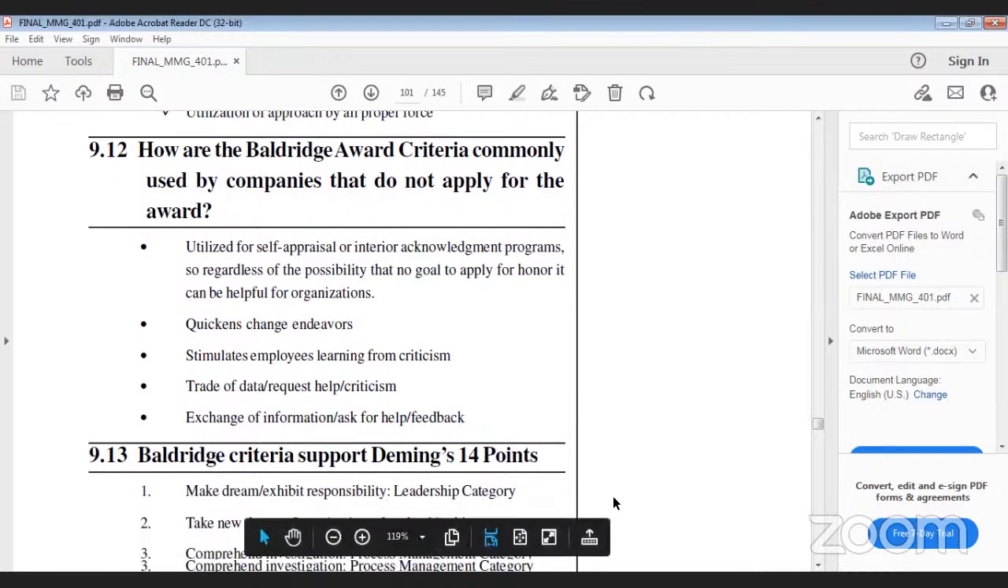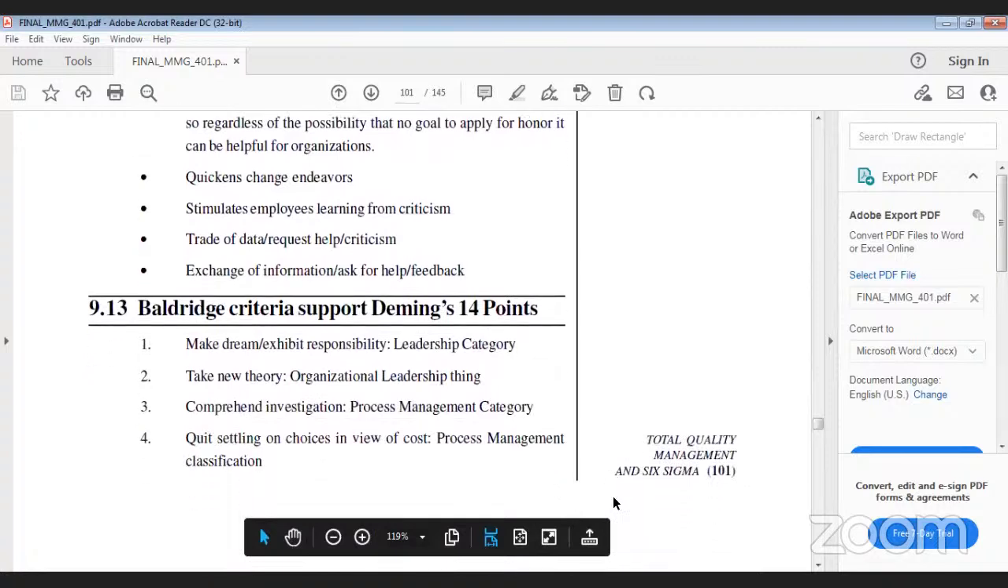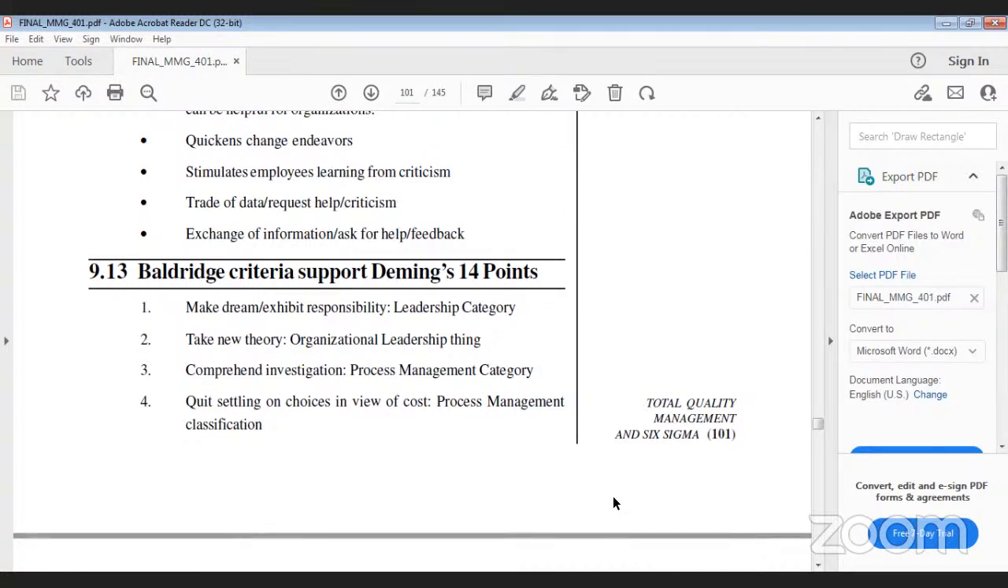Next point is that Baldrige criteria support Deming's 14 points. He has given some points here. First, create and demonstrate constancy of purpose. There are 14 points. That means it is called the leadership category. Second point is the new philosophy, organizational leadership. Third is process management category. It also comprehends the unification. Fourth is ending the practice of awarding business on the basis of cost. That means process management classification.